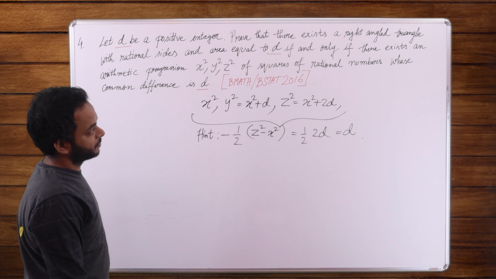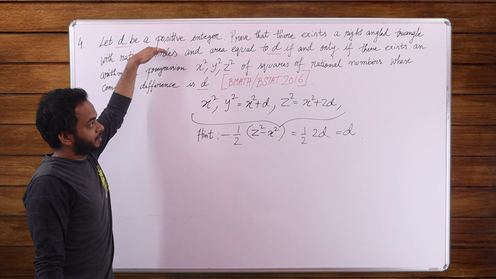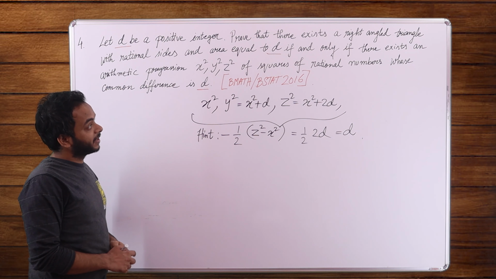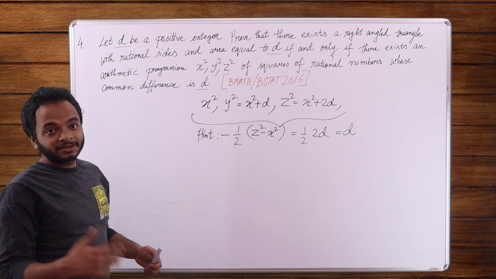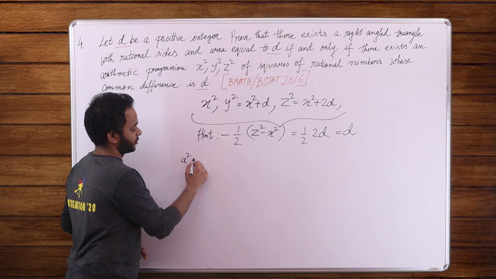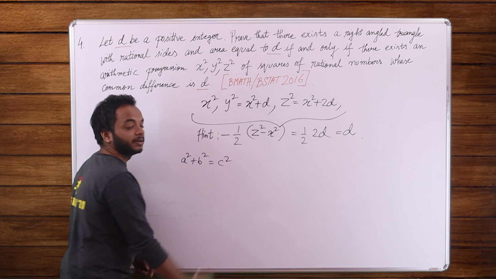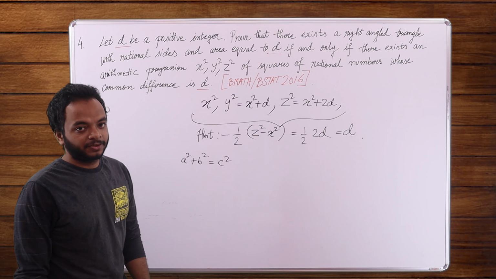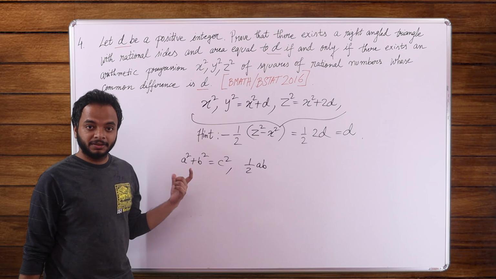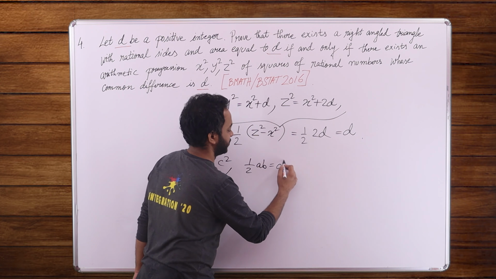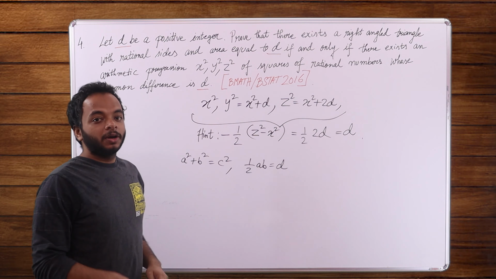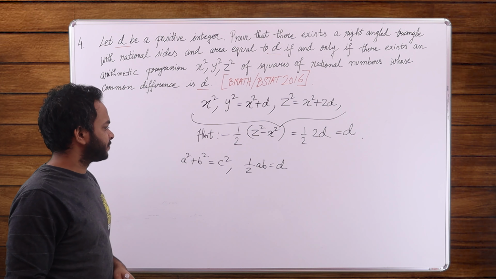And for the converse, you have to show that if you have a right angle triangle with rational sides and whose area is equal to d. Since you have a right angle triangle, let its sides be a, b, c in length. So a square plus b square is equal to c square. Its area is half ab, because a and b are the sides containing the right angle, and that is d. With this given information you have to construct x square, y square and z square and show that they are in arithmetic progression.